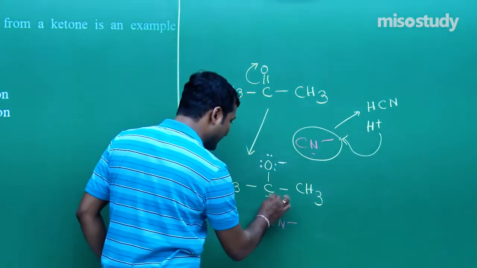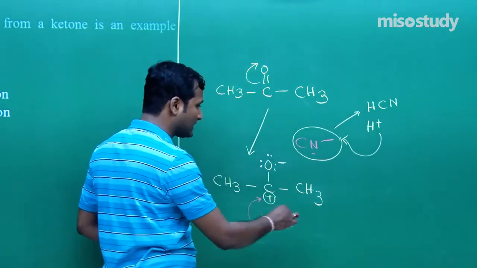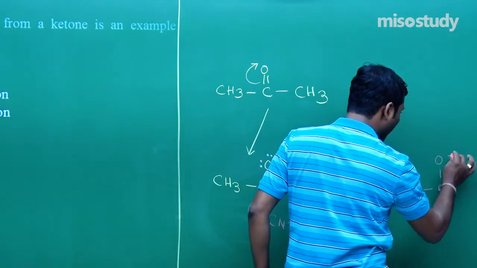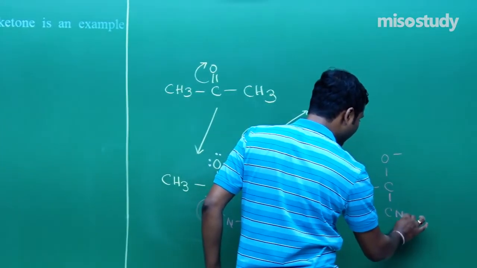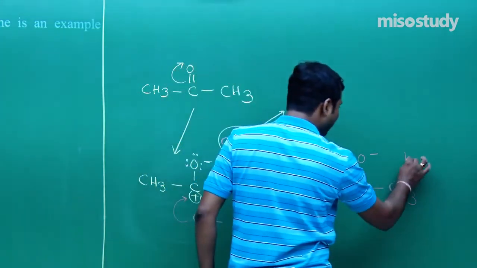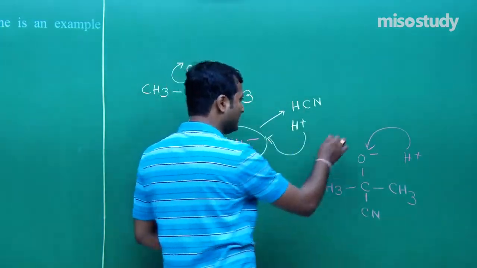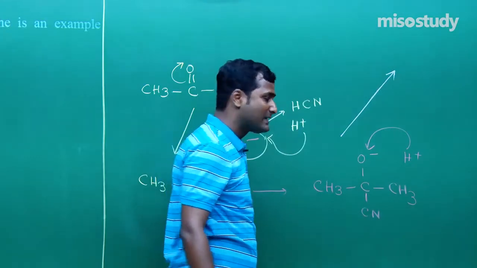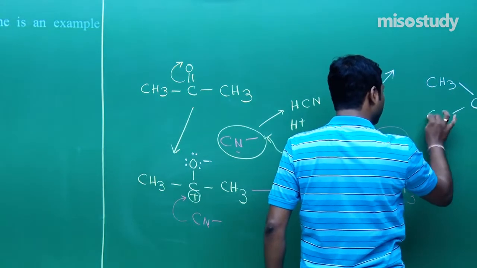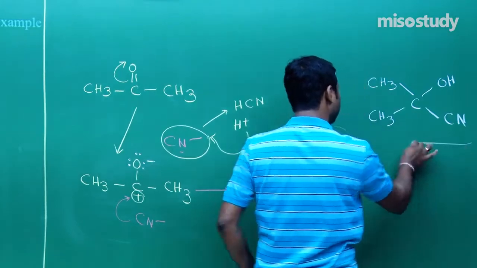Clear? It will attack here because the carbon is plus and the oxygen is minus. So what will happen? Check it out. It gives you CH3, CO minus, then CN and CH3. Next, the H plus attacks this oxygen, and the final product is CH3, C, OH and CN. Is it clear to you?